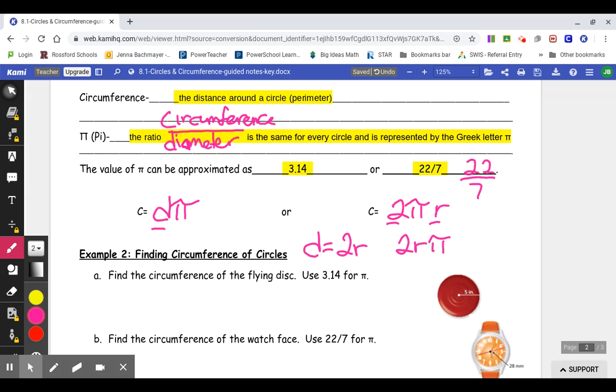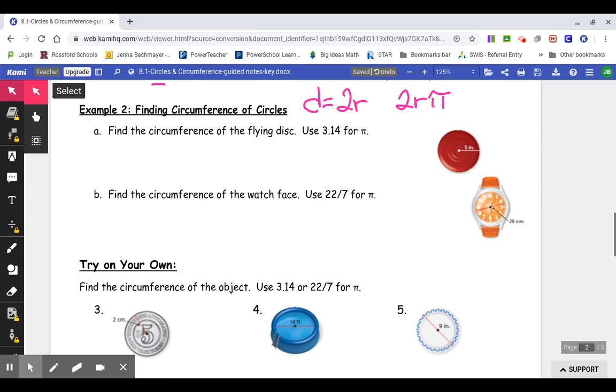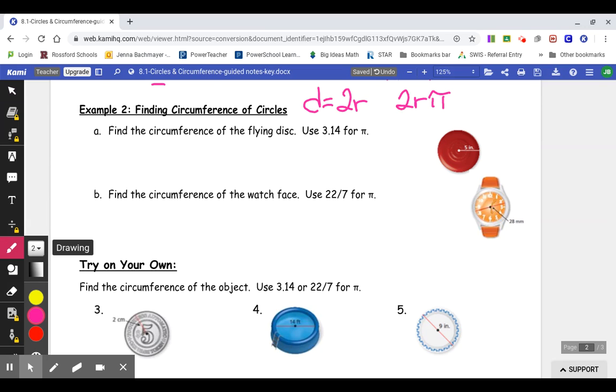All right, so let's look at our example 2. It says find the circumference of the flying disc. The flying disc has a 5-inch radius, so from the center point to the outside. So our radius equals 5. I'm going to actually find the diameter as well.